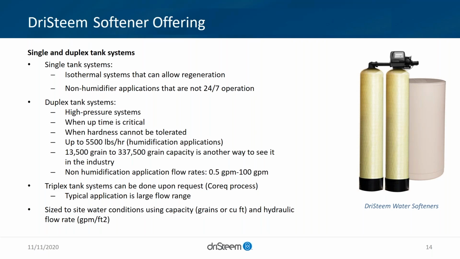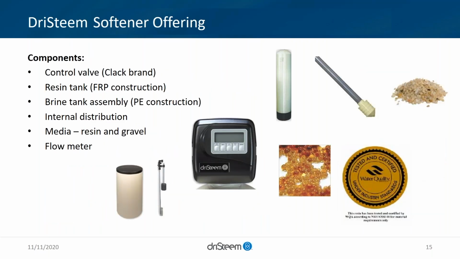Again, these are sized to water conditions using capacity and the flow rate. So a little bit about the offering, and I want to leave a few minutes for questions. If you guys have any, please fill those in as we go through this. On the bottom left is our brine tank and our brine valve, followed by the right side of our control valve. That's essentially the brains of the system. That's going to be where all your programming is done, where your regen settings are, your capacity settings are, etc.